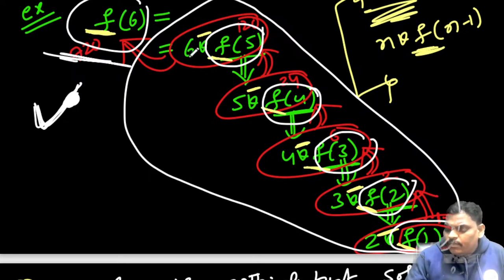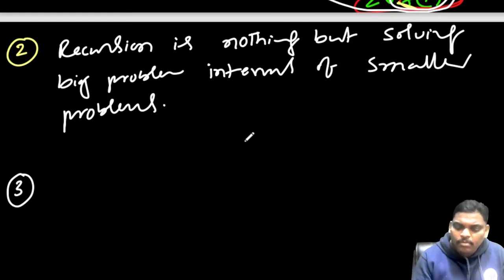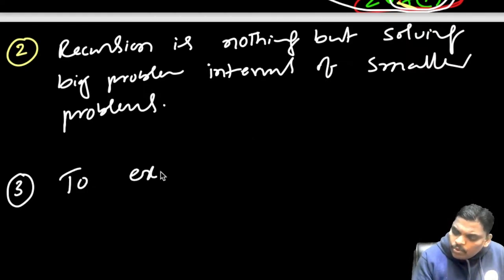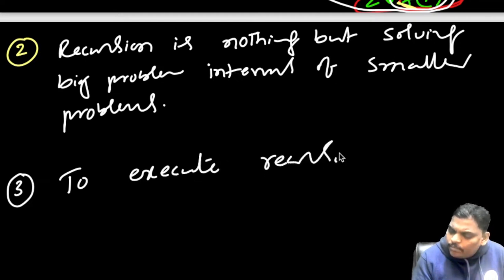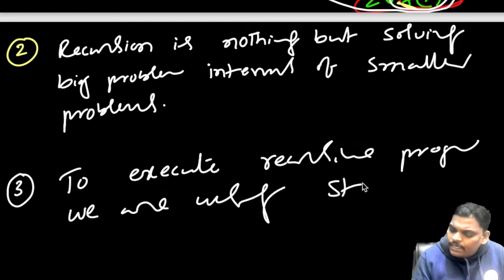So all those function calls should wait somewhere. That is called the stack. Remember. So I am writing this: to execute a recursive program, we are using the stack data structure.